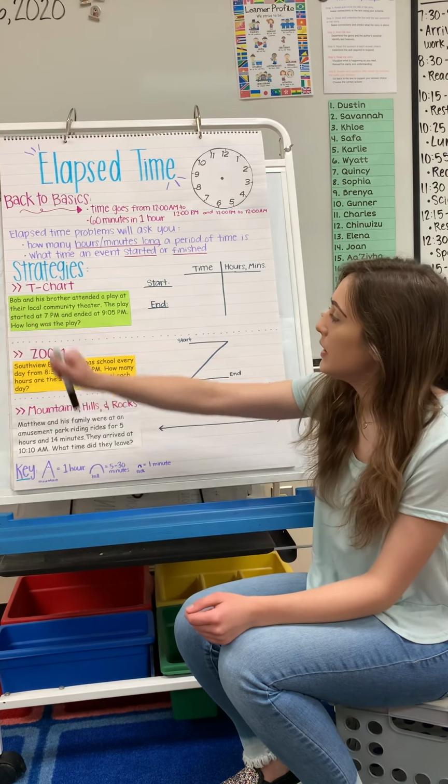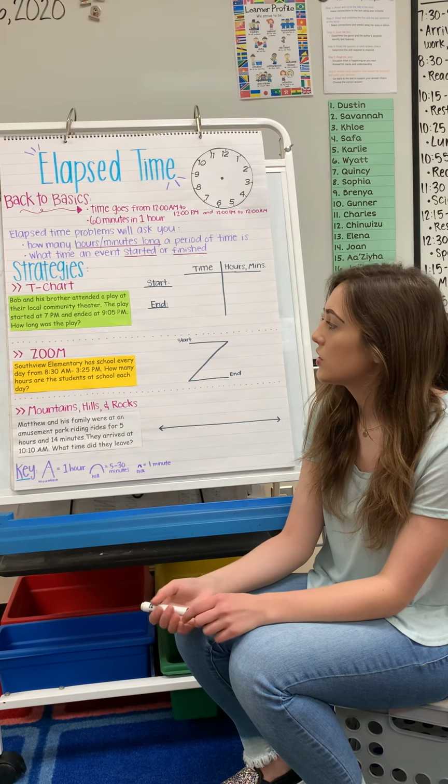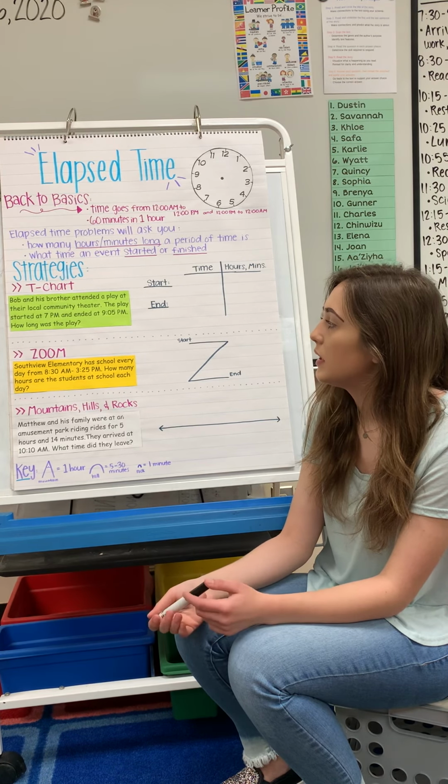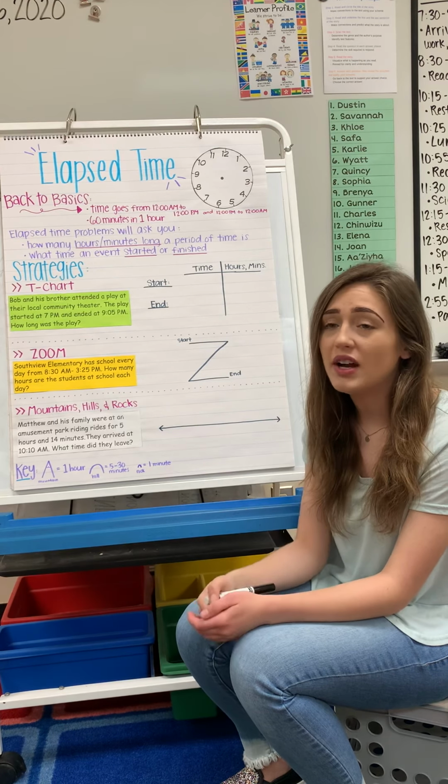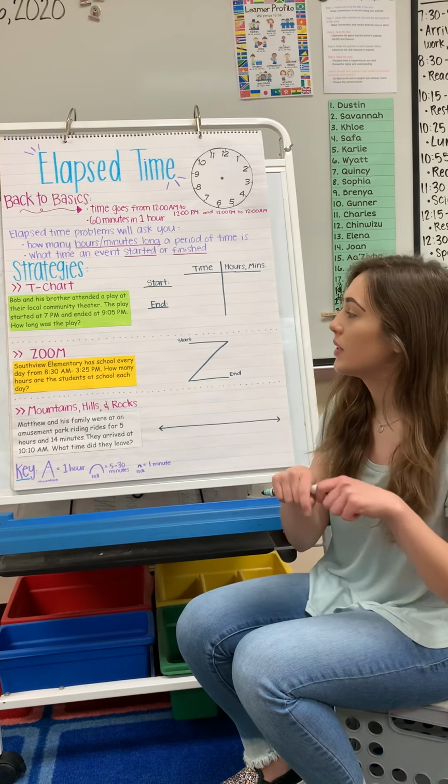Bob and his brother attended a play at their local community theater. The play started at 7 p.m. and ended at 9:05 p.m. How long was the play? This is one of those problems that gives us a start and end time, but we have to figure out how much time was between those two. I'm going to do my cube strategy, but it's going to be a little bit different with a time problem.